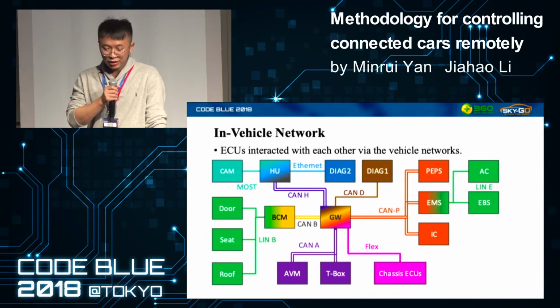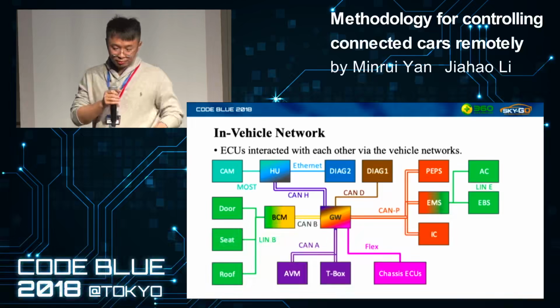phone. It will send a command to the TSP. Then the TSP will generate a command to the T-box. Then the T-box will generate a CAN bus message onto the CAN bus. At last, the ECUs will follow this CAN bus message and execute the command to open the door.